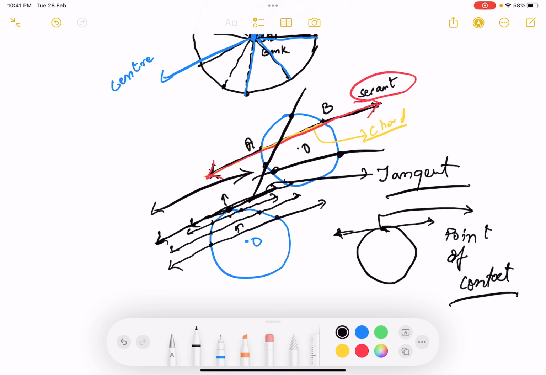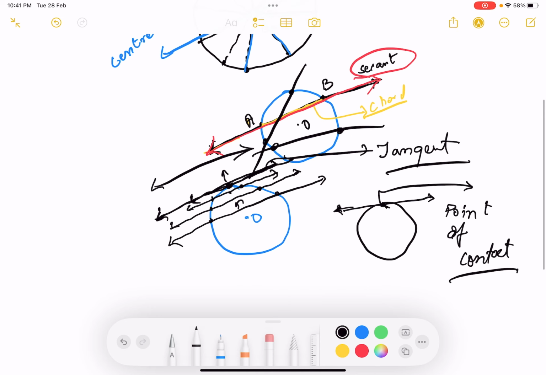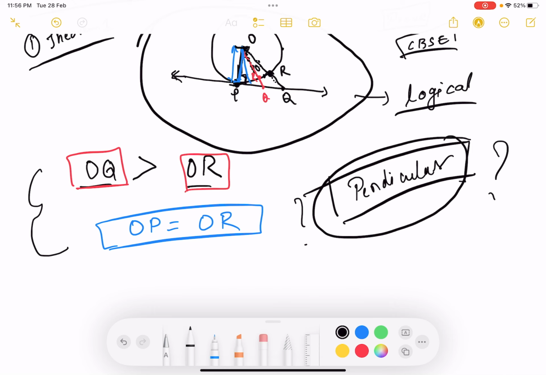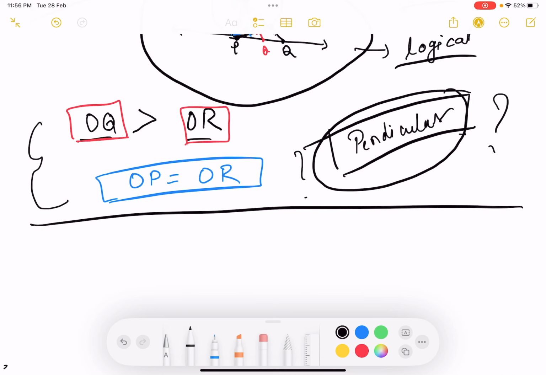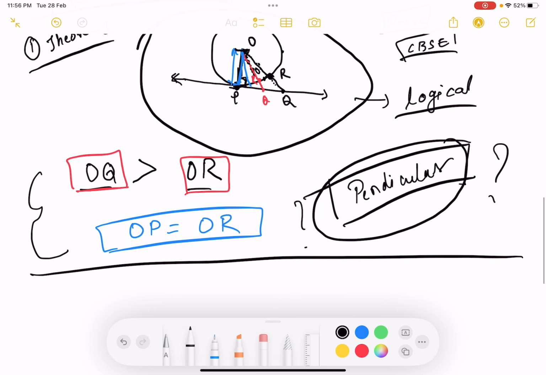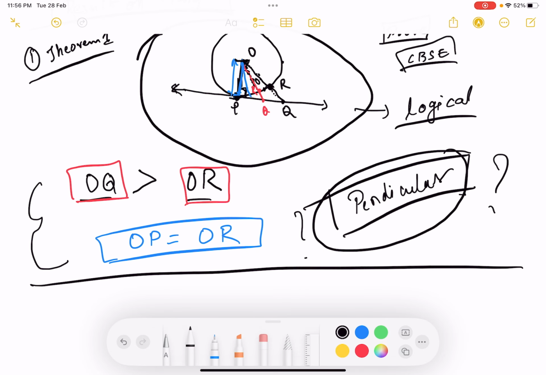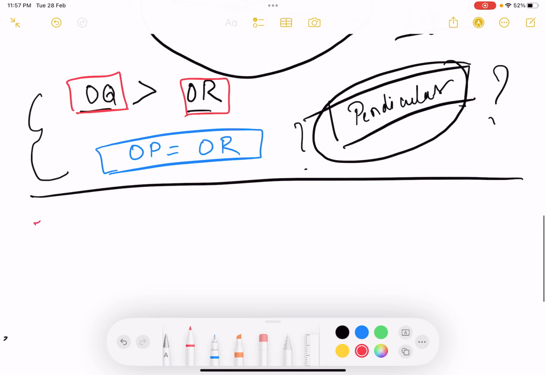Okay, so we are done with the basic definitions in the circle. So now moving forward to another theorem. Here we have seen a tangent at a point on a circle. Now we will look for a theorem of tangent from a point lying outside the circle.